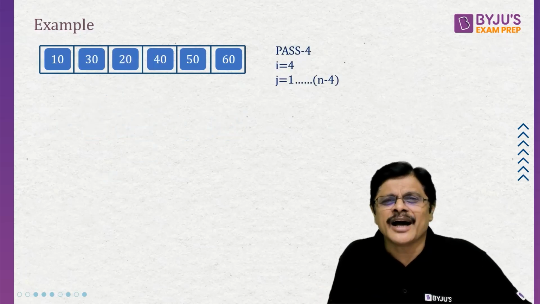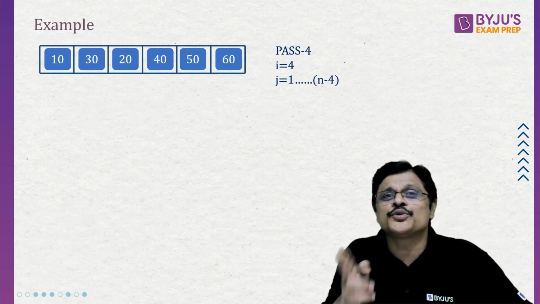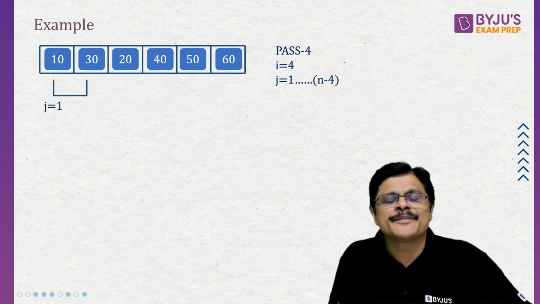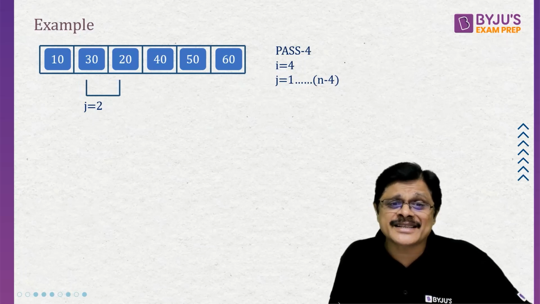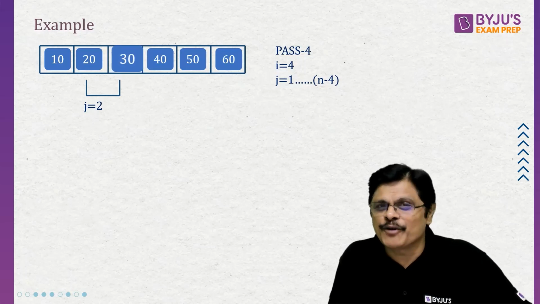Fourth pass, i is equal to 4. j varies from 1 to n minus 4, that is 1 to 2. Okay, first 2 elements. j is equal to 1. Is 10 greater than 30? No. Increment j. Is 30 greater than 20? Yes. There is a swap. Now 30 occupies its correct position. Fourth pass completed. And the last pass.